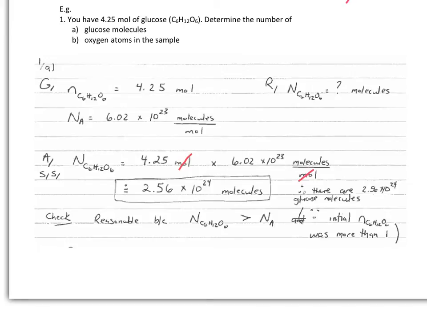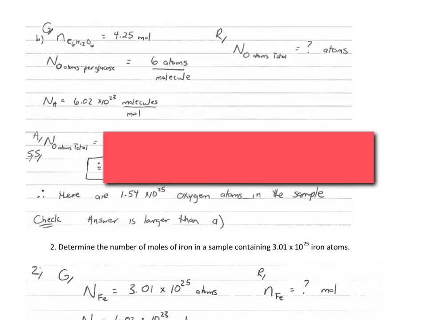So my answer should be greater than Avogadro's constant because I have more than 1 mole. I have 4.25 moles. Taking a look at part B of question 1, we were asked to find the number of oxygen atoms that exist in this sample of glucose molecules.